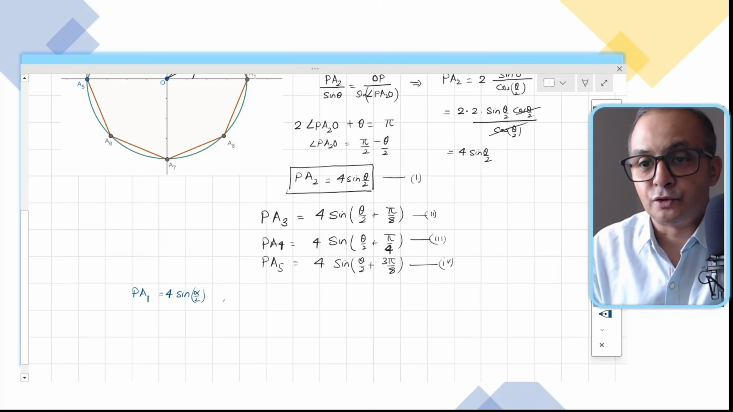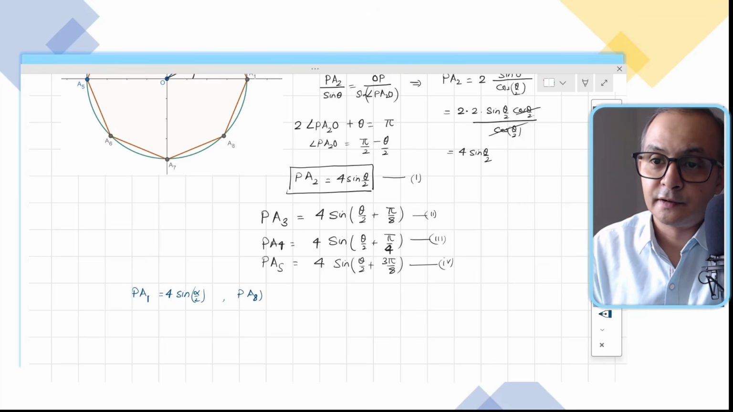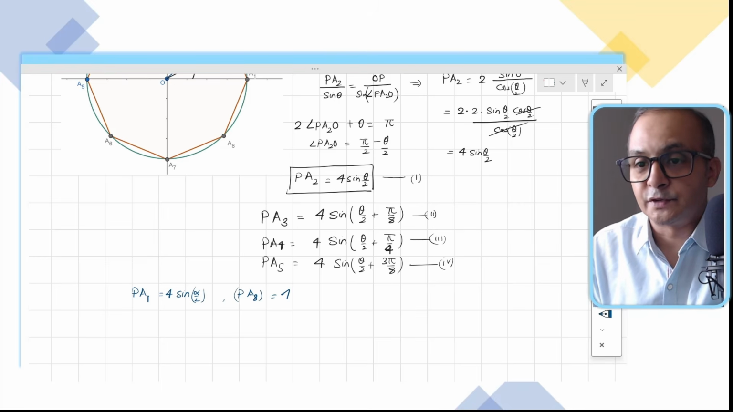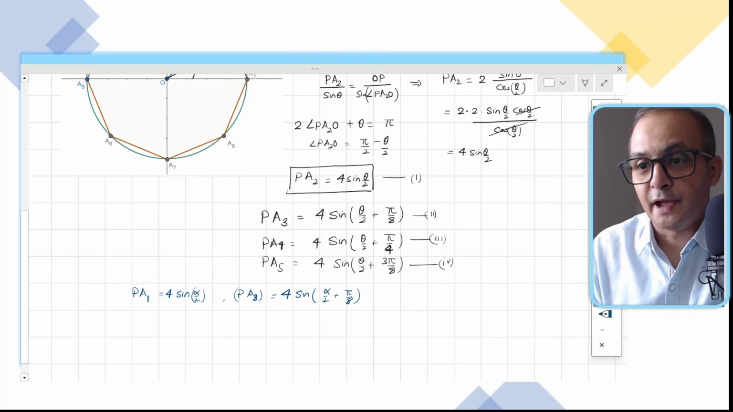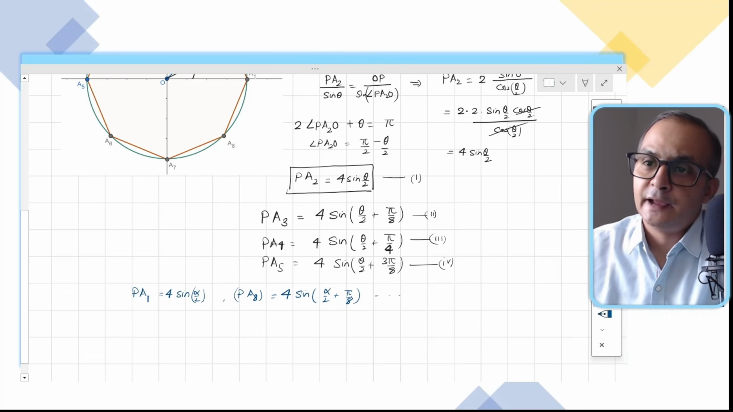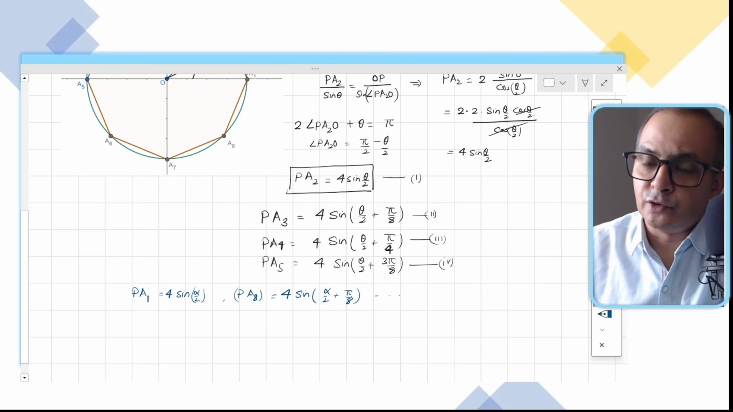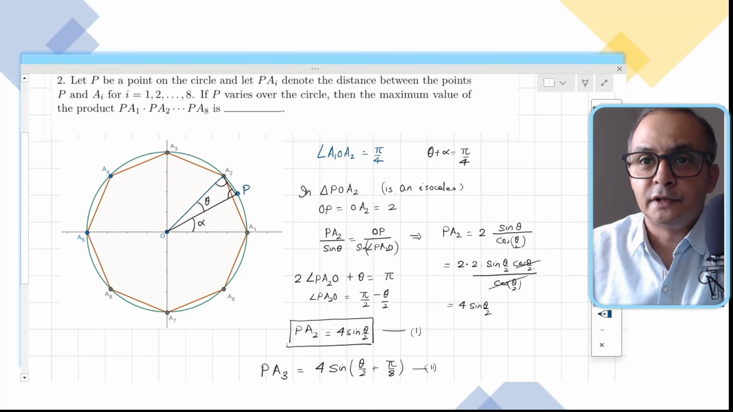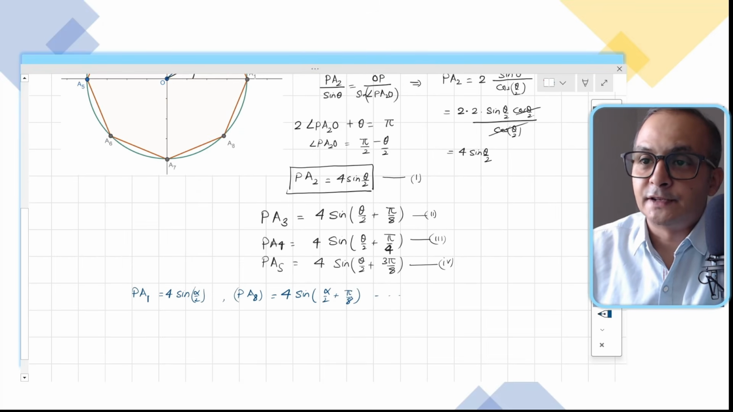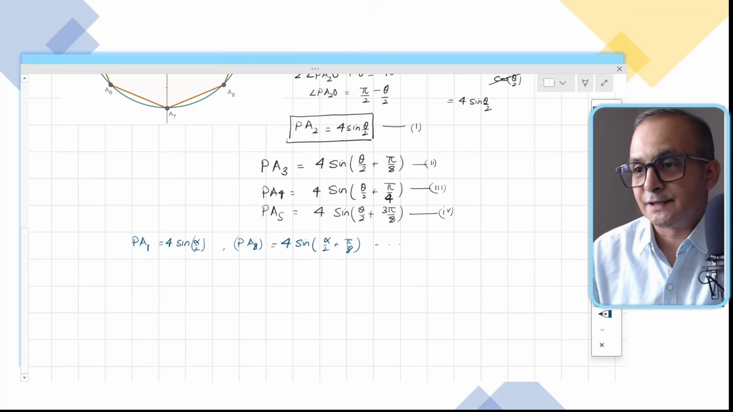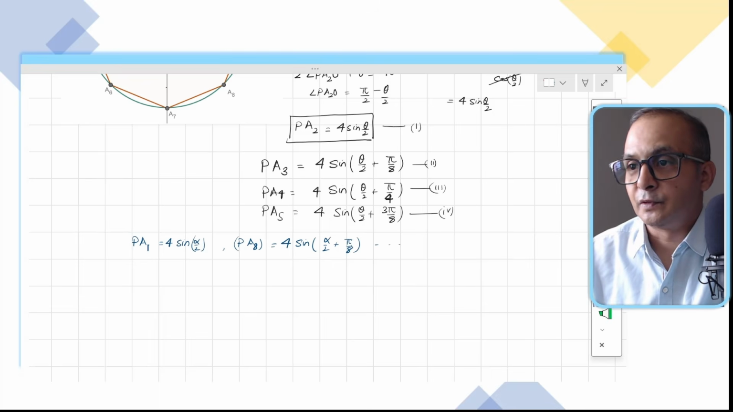Then PA8 is 4 times sine of alpha by 2 plus pi by 8. And you understood the point. It means if I have to find the product of all these quantities, I will just multiply all these values. So let's multiply them wisely.